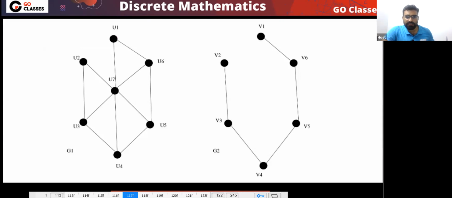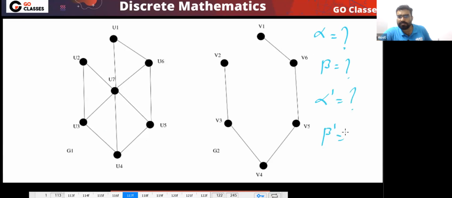Okay, let's see for this graph. Like this, for this graph, first you tell me for this G2. Okay, find all of them. So what is alpha? What is beta? What is alpha dash? And what is beta dash? Alpha dash is same as mu. Remember, these are same symbols.